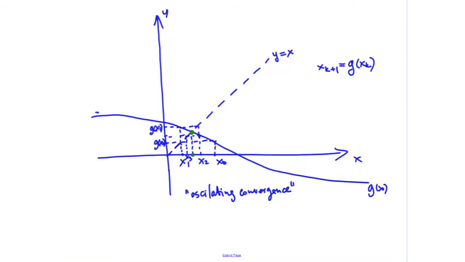So the method converges here, but it does so in an oscillating fashion. We go to the opposite side of the root every time. But in some cases, we may have a divergence also. So let's look at an example where we have a divergence.